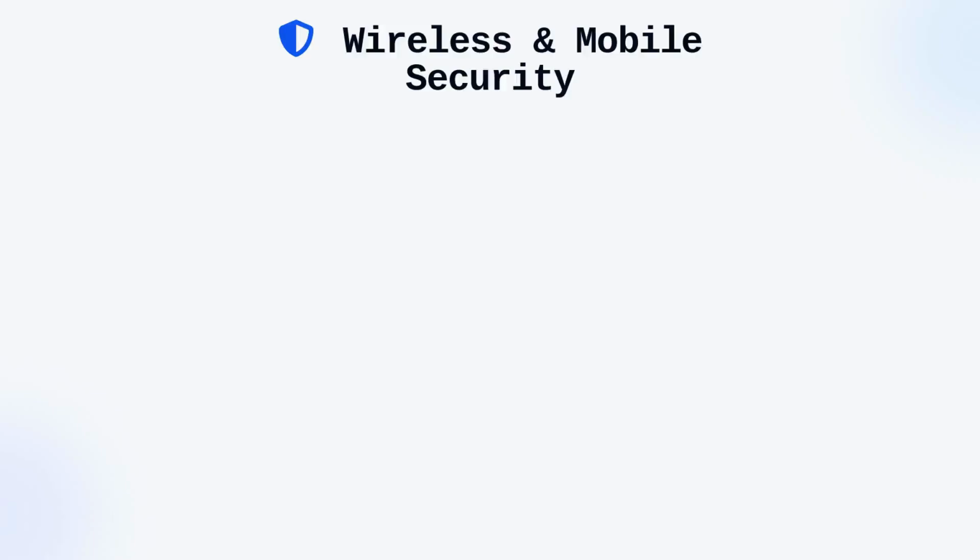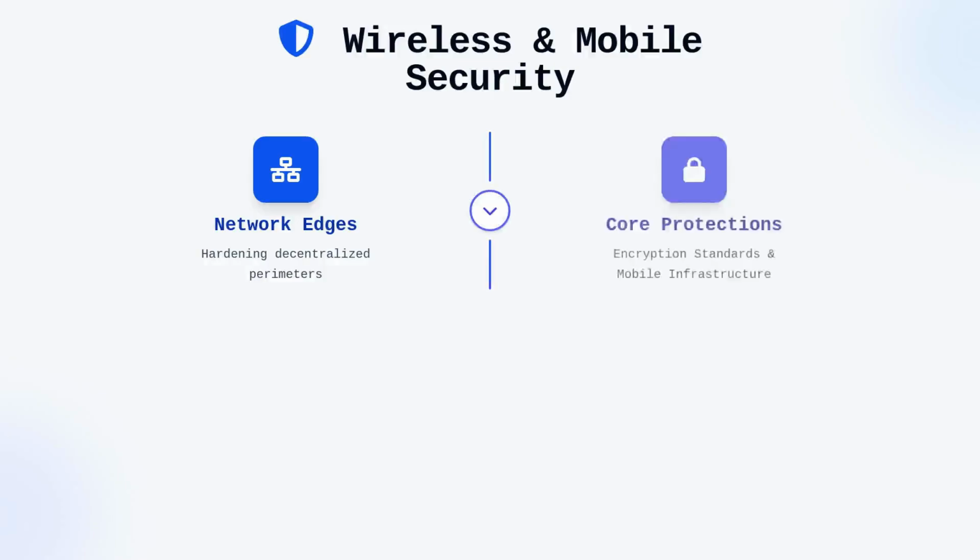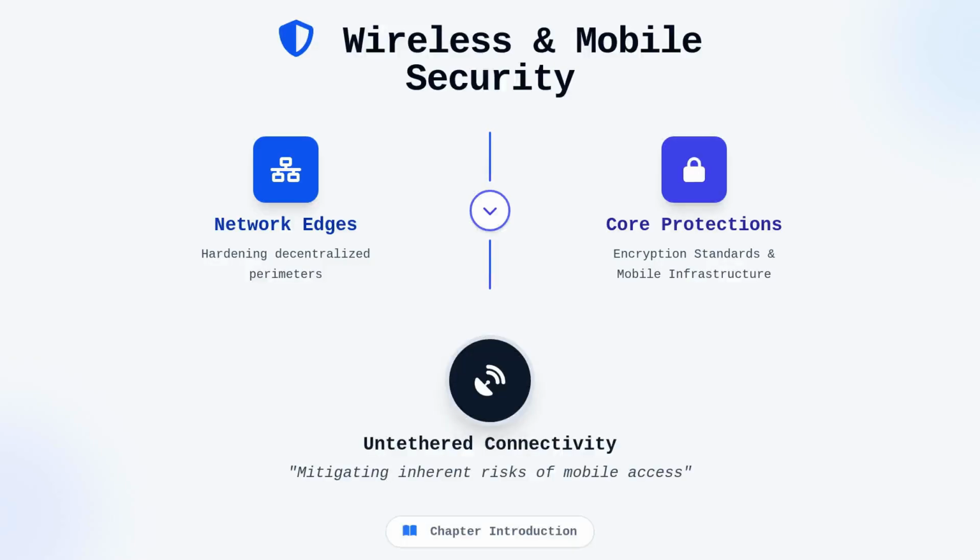Welcome to this chapter on wireless and mobile security, where we will examine the hardening of decentralized network edges. We will focus on encryption standards, mobile management infrastructure, and the mitigation of risks inherent to untethered connectivity.